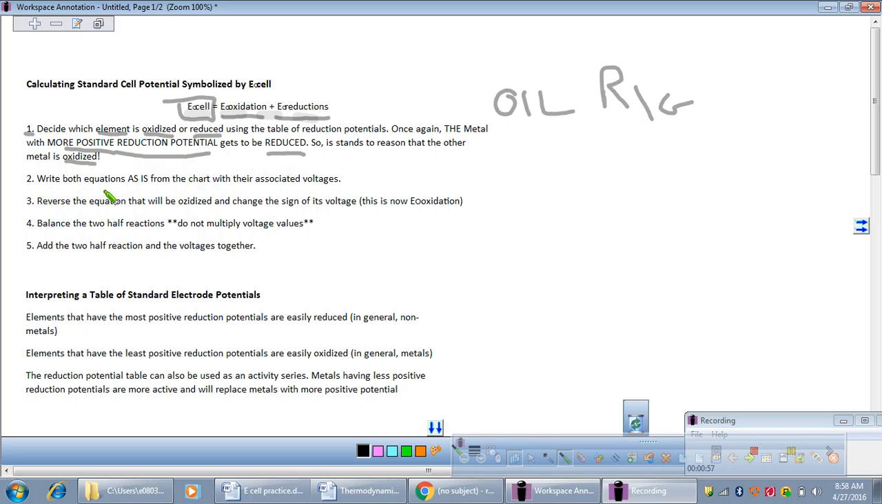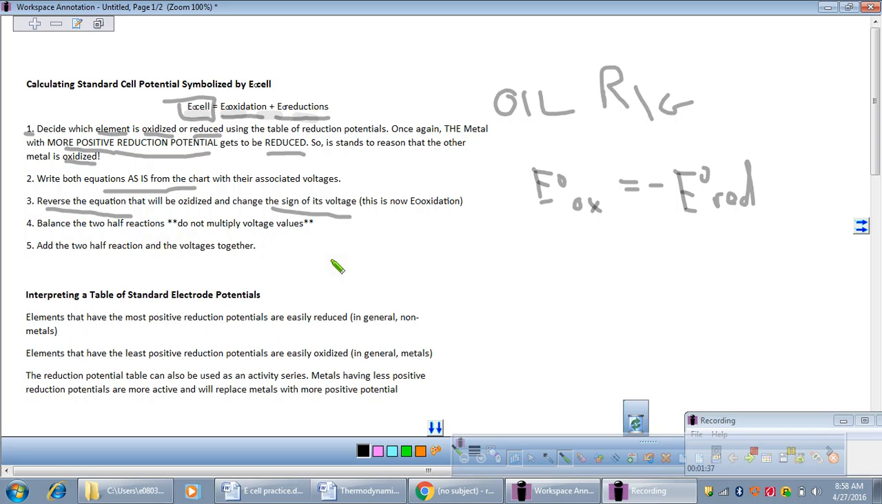Then you're going to write both equations as is from the chart. So remember, the chart has them all in reduction form, but you'll write it as is. Once you know which one is being oxidized, so the one that has the least positive reduction potential, you're going to reverse that equation and also change the sign of its voltage, because the E oxidation is equal to the negative E reduction. And so if you have the table for the list of reduction potentials, then you can always find your oxidation potential.